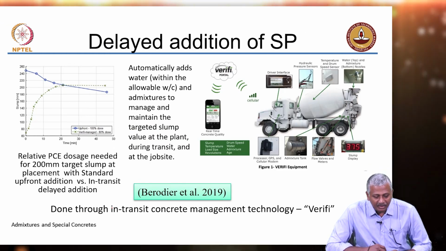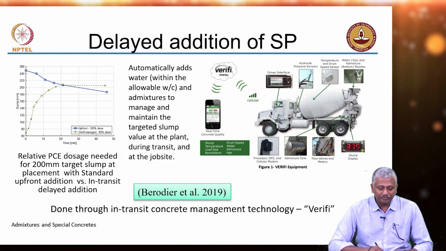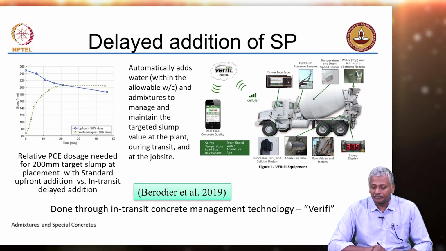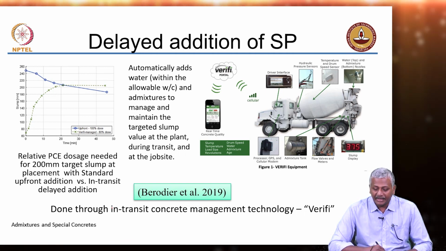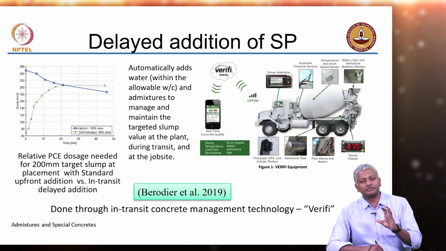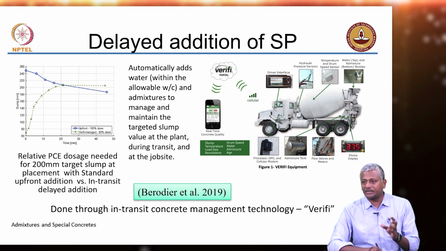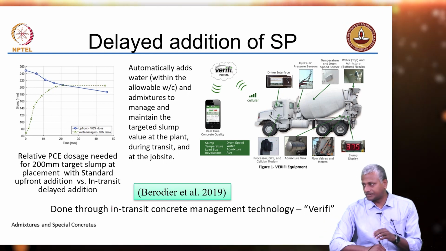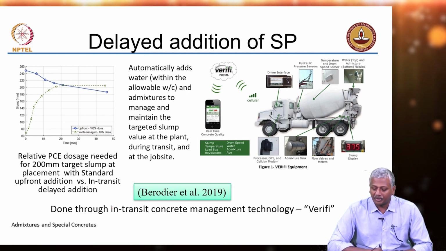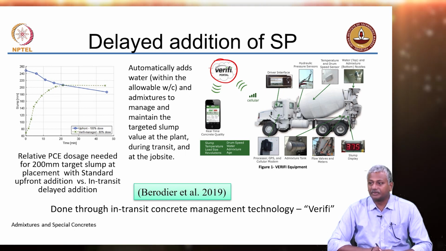Now, there is one, of course, we talked about delayed addition of the superplasticizer. This is a case study from the US, where they had actually perfected this system of studying the slump of the concrete in the truck and ensuring that while this truck is in transit to the job site, they are able to dose the admixture properly. They have the system called Verify.